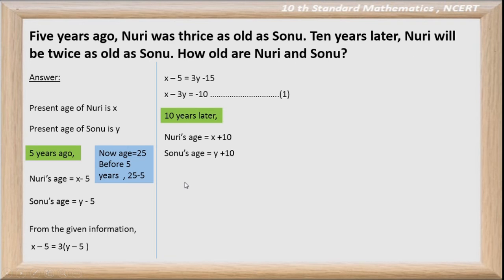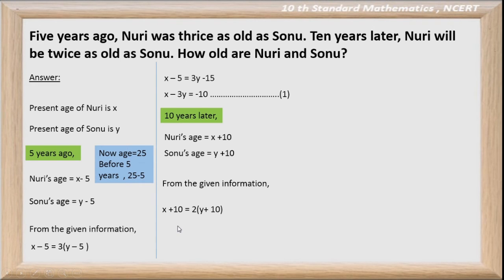From the given information, Nuri will be twice as old as Sonu. So Nuri's age X plus 10 equals twice as old as Sonu. So we can write X plus 10 equal 2 into Y plus 10. This is the mathematical representation of this sentence. Nuri will be twice as old as Sonu.